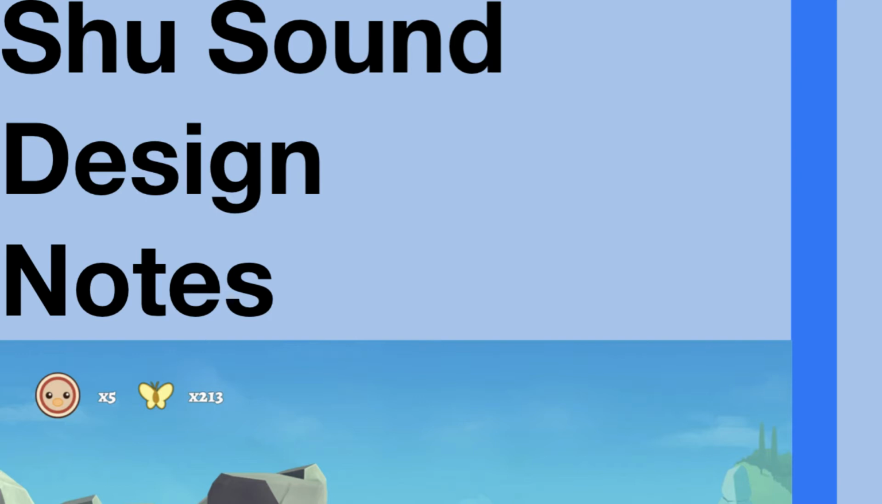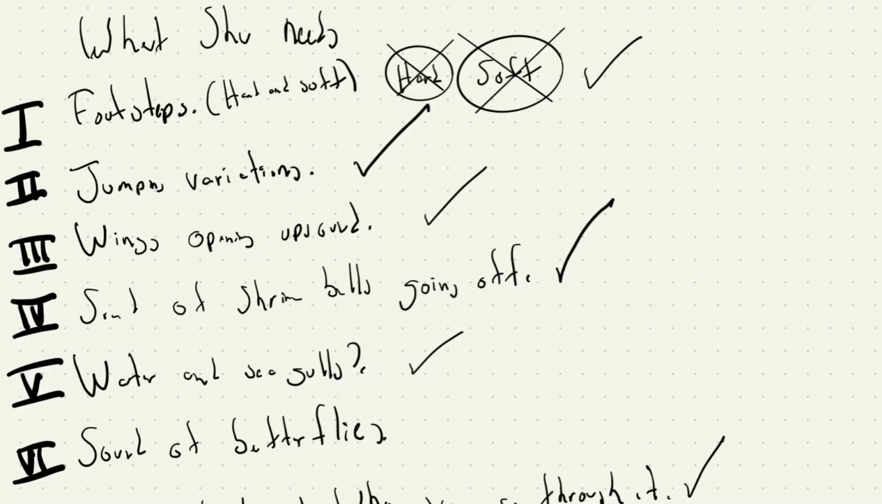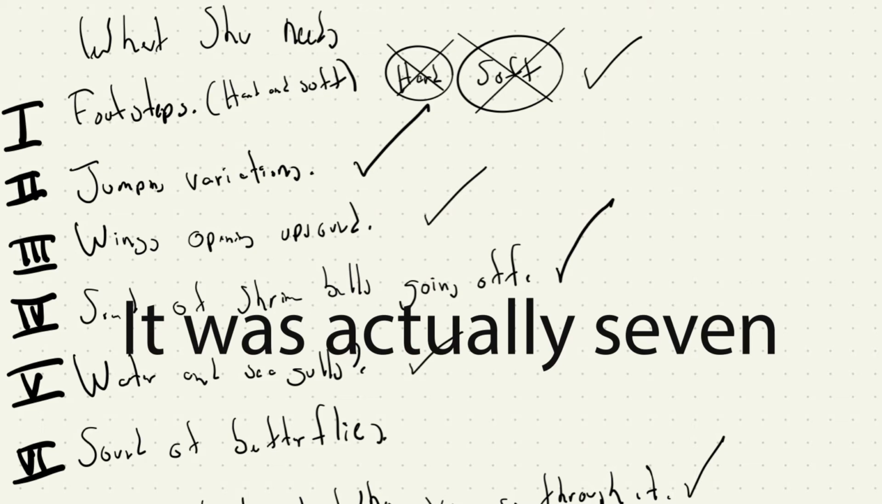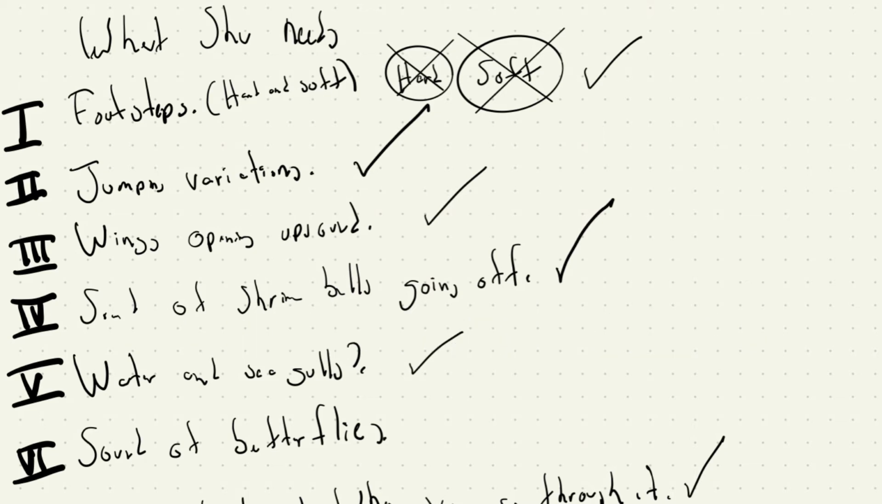Okay, so I used Shu, and here it is, Shu Sound Design Notes. Then I looked at the video that I exported from my Switch, and I wrote down every single sound I was going to need, and then I gave them numerical numbers. Here you see I have about 9 sounds that I needed to finish this little clip.